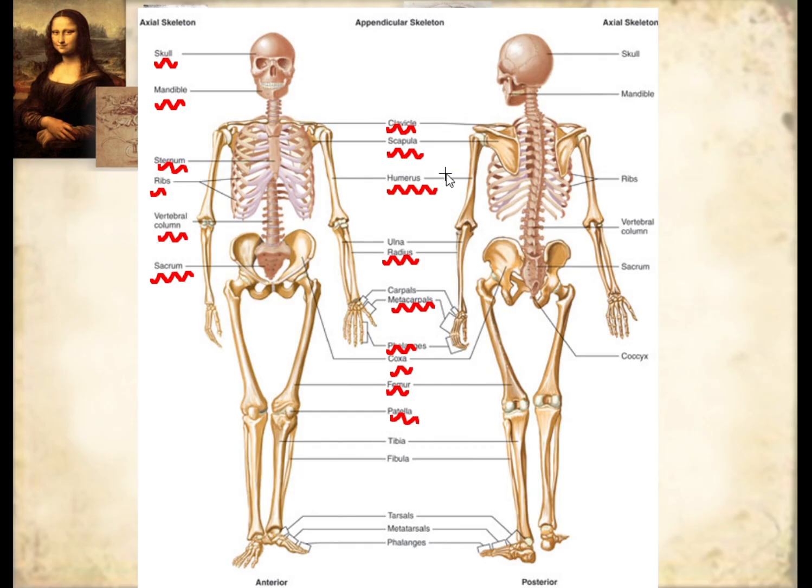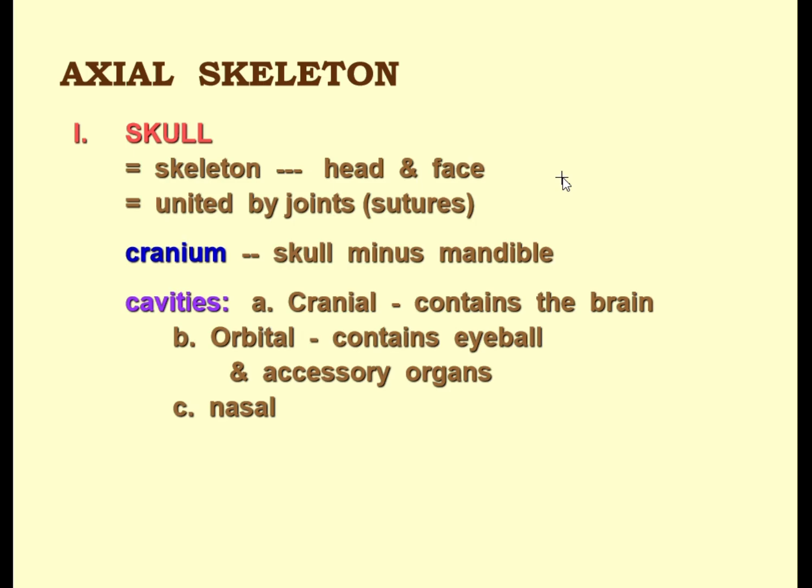So one by one we will study them. Now the axial skeletal system: first we discuss the skull. The skeleton of the head has a cranial and a facial part united by joints, and these joints are called sutures. The cranium is the skull minus the mandible.